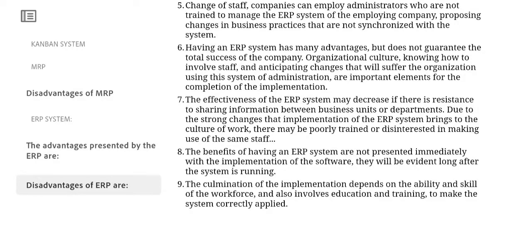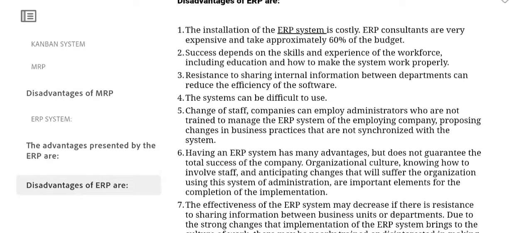So these are all the disadvantages that you have in the ERP system. That is nothing but what?